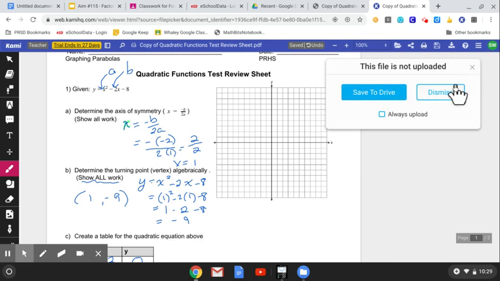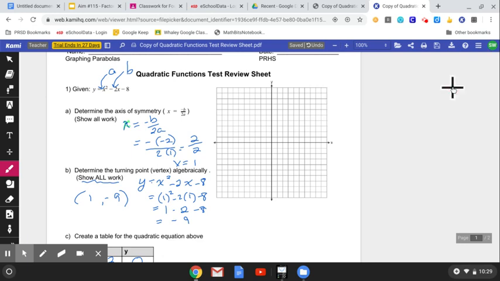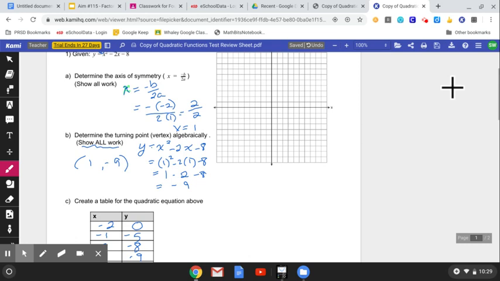Okay. So I have to go back to here. Negative 2, 0. Negative 1, negative 5. 0, negative 8. 1, negative 9. And I know it's going to follow the same pattern on the other side. So, okay, there we have it.